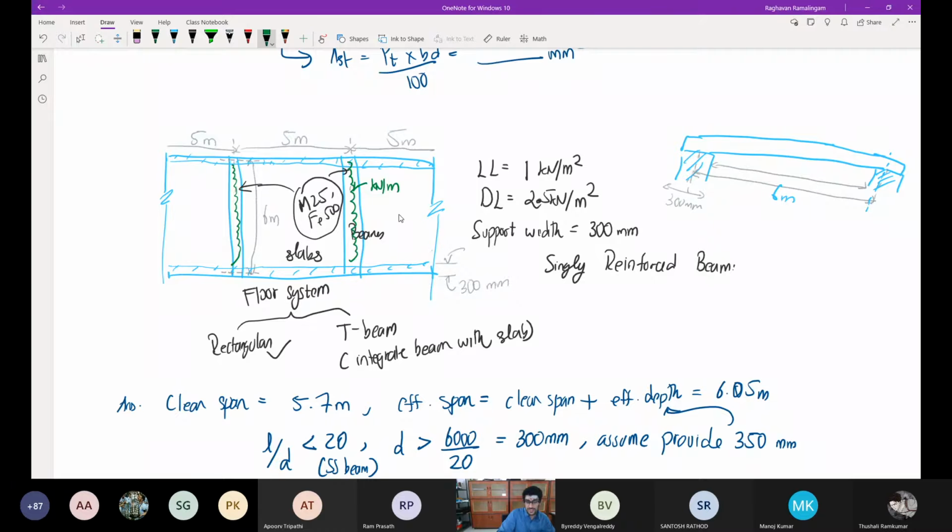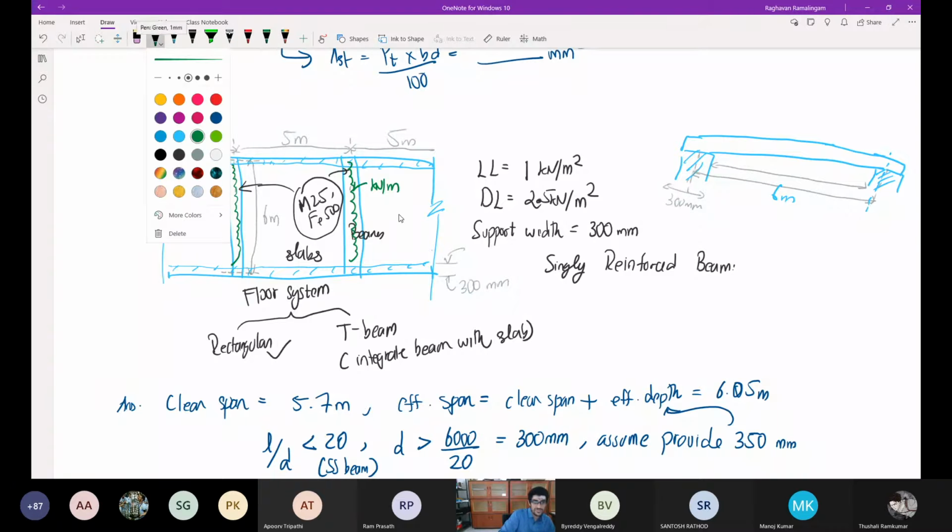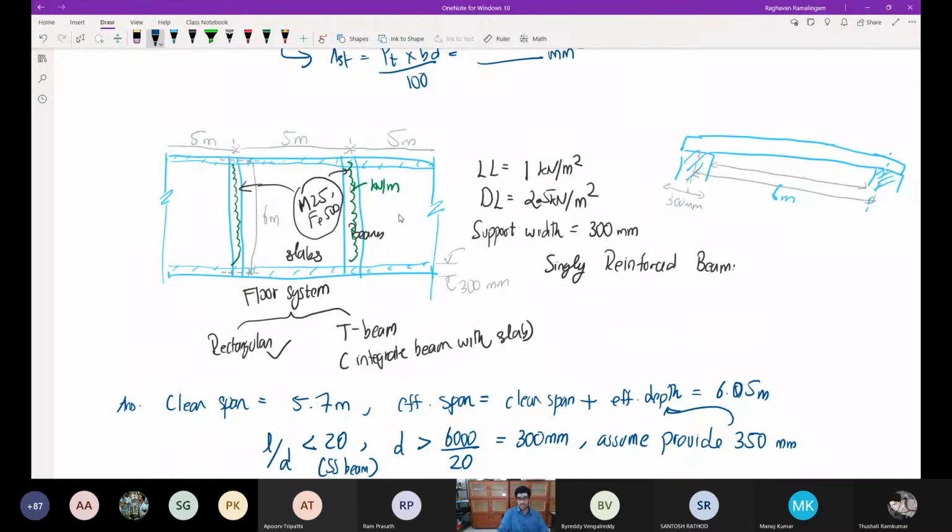I know this is 5 meters. I know the area load is 1 and 2.5. So how do I convert this area load to a per meter distance load along this direction? What do you multiply by? You want to convert some area quantity to a per length quantity. How do you then find it? 1 into... multiple span between the floors. Yeah, so what is that? 10.